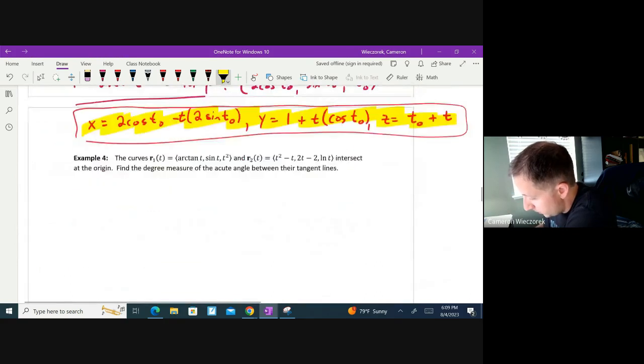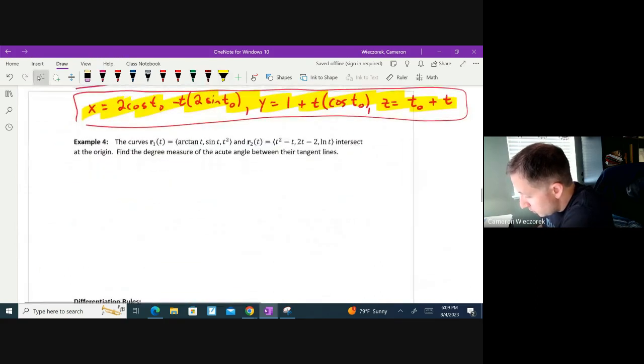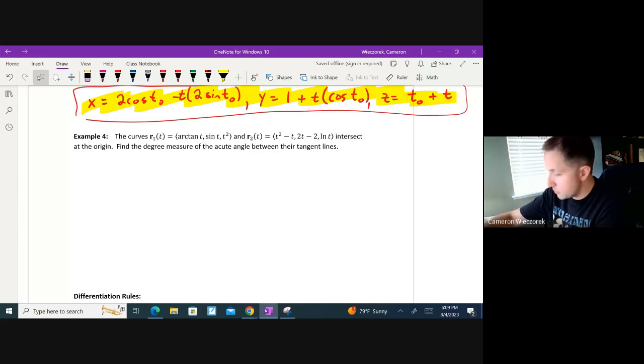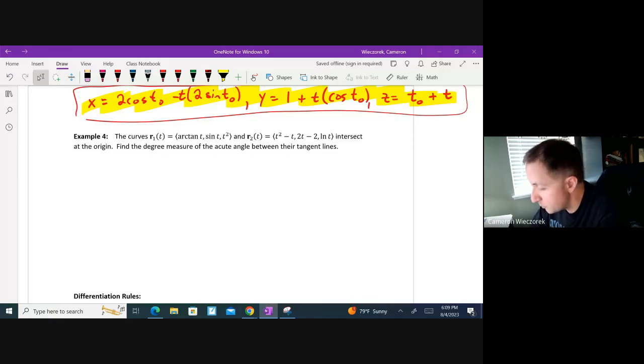Okay, next one. We have two curves given parametrically by r1 of t equals arctan t, sine t, t squared, and r2 of t is equal to t squared minus t, 2t minus 2, natural log of t. And we are told that they intersect at the origin. They may or may not tell you where they intersect. You may have to find that yourself as a separate part of the problem. But in this problem, they told us that these two curves intersect at the origin, so at 0, 0, 0.